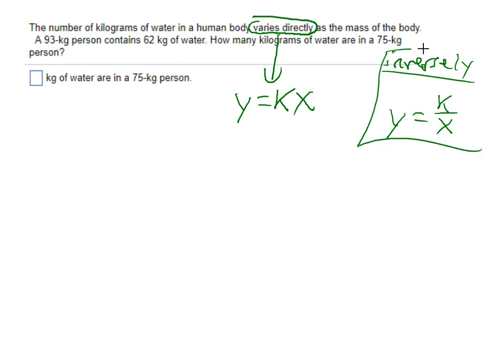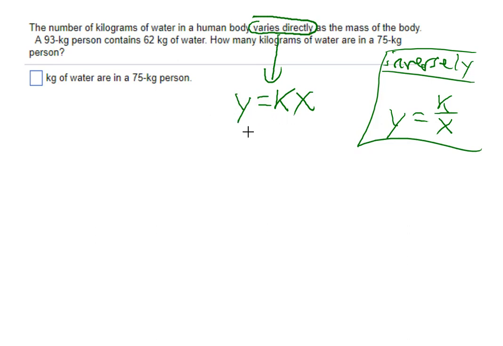We don't need that for this problem, but just in case when you take the test, it might have inversely here instead of directly. So this would be the formula you'd want to use instead. All right, so it varies directly as the mass of the body. A 93 kilogram person contains 62 kilograms of water. How many kilograms of water are in a 75 kilogram person?